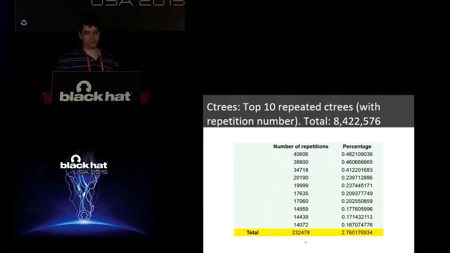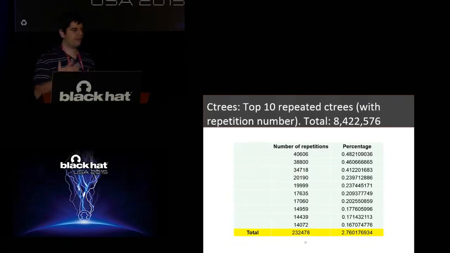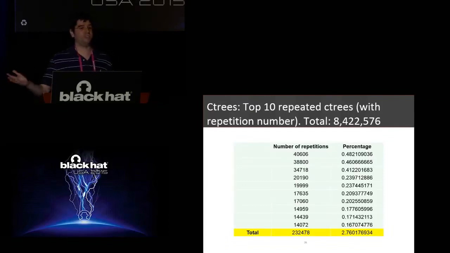What is interesting here is the total. If you get just the top 10 C-trees that got some repetition, this means that 2.76% of all the C-trees are actually covered. So this shows that this kind of analysis is really good to assist malware analysts on which C-trees to focus on, because if you just focus on the top 10 repeated C-trees, you are covering 2.76% of all the C-trees. So this shows that it's really assisting the analysts. Of course, the analyst needs to go analyze, but if you find the characteristics of them, all of the others are actually covered.